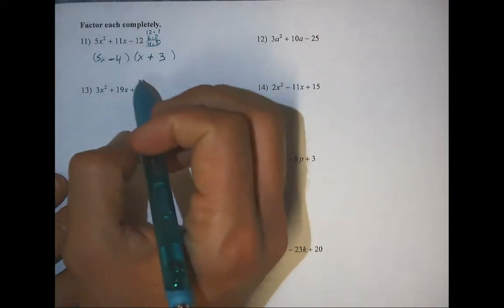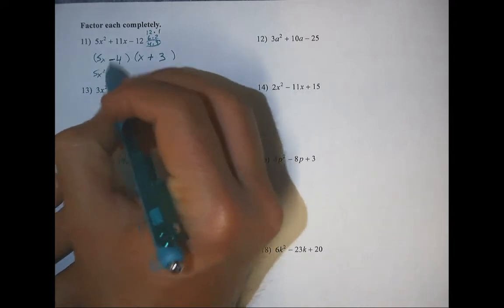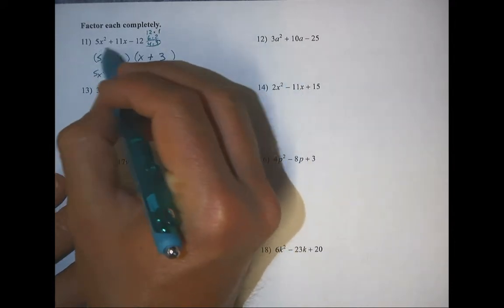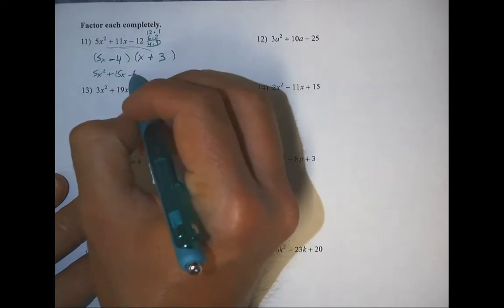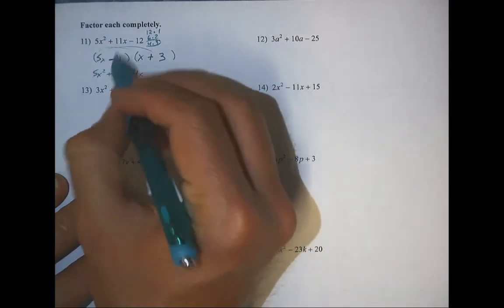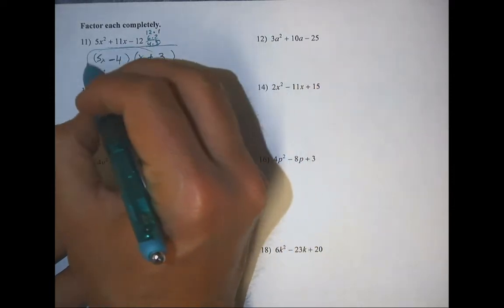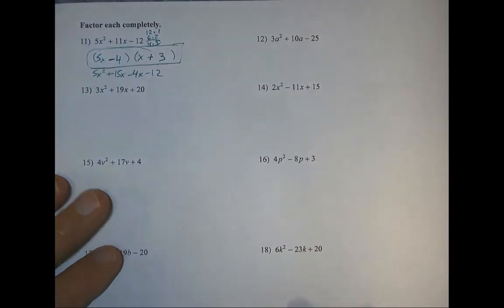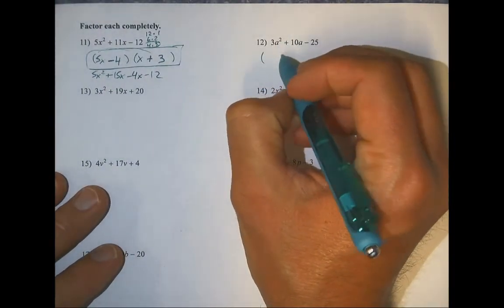You can expand this if you need to see it to double check yourself. So 5 times x is 5x squared. Then you're going to get positive 15x and negative 4x. And that was the trick there. That's going to be the 11x. And then, of course, we get negative 12 out here. Got a leading coefficient.